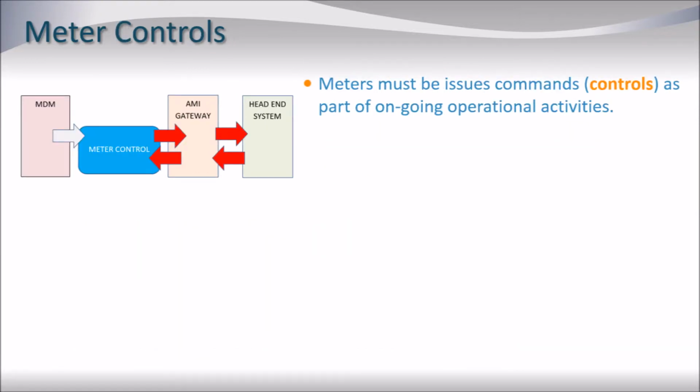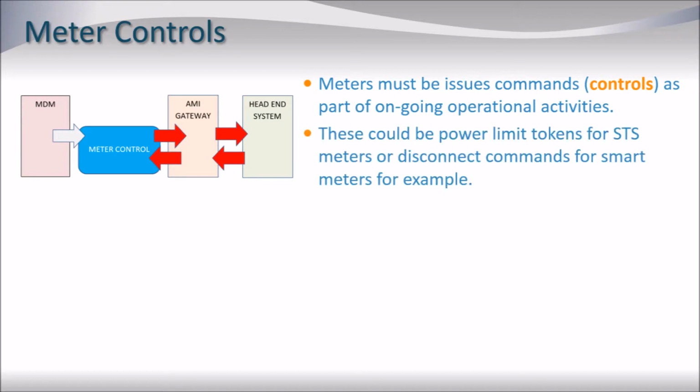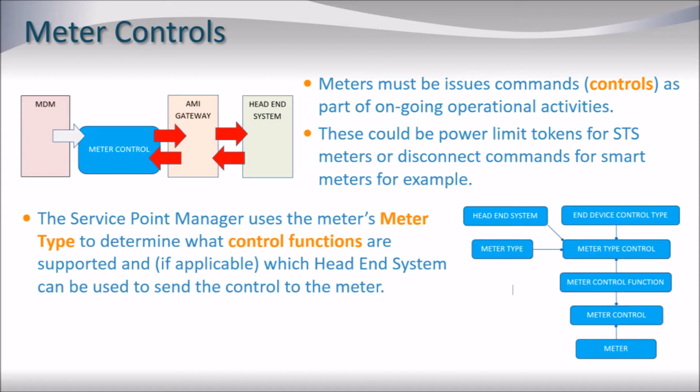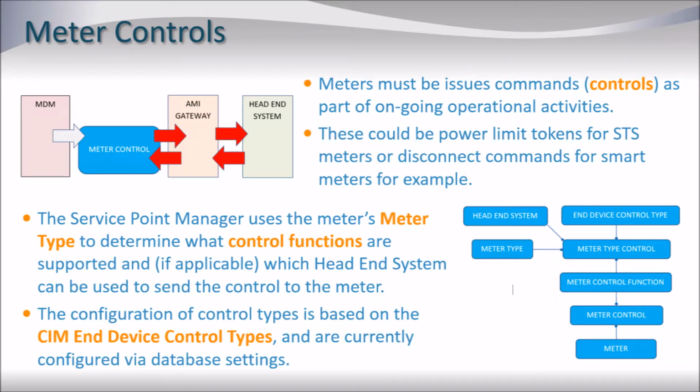Meter controls. Meters must be issued commands or controls as part of ongoing operational activities. These could be, for example, power limit tokens for STS meters, or a disconnect command for smart meters. The Service Point Manager uses the meter's meter type to determine what control functions are supported and, if applicable, which head-end system can be used to send those controls to the meter. The configuration of control types is based on the SIM end device control types attributes, and they are currently configured via database settings as shown on the right.